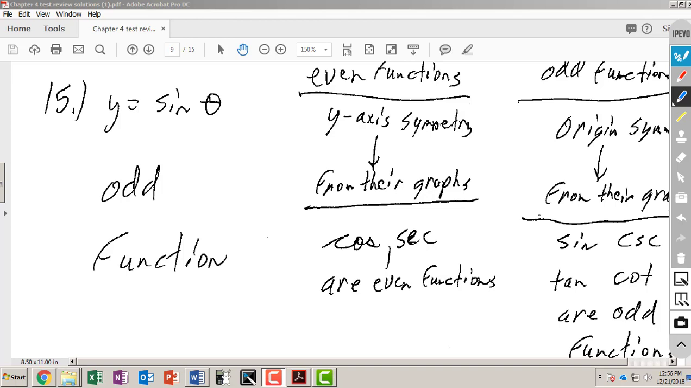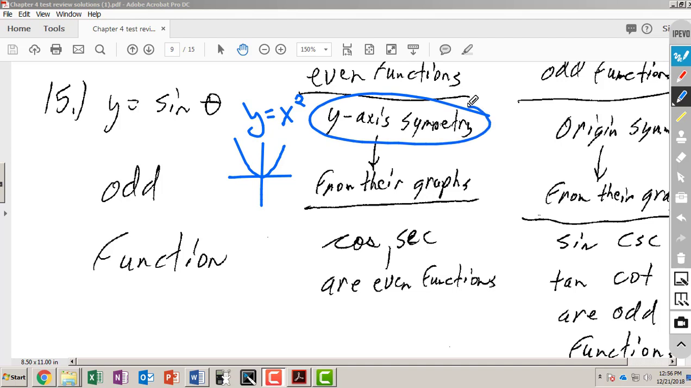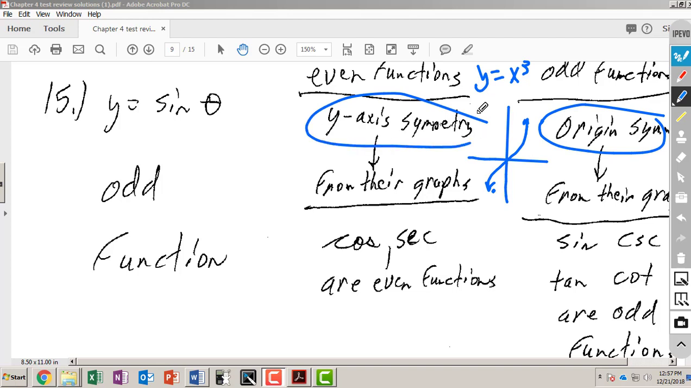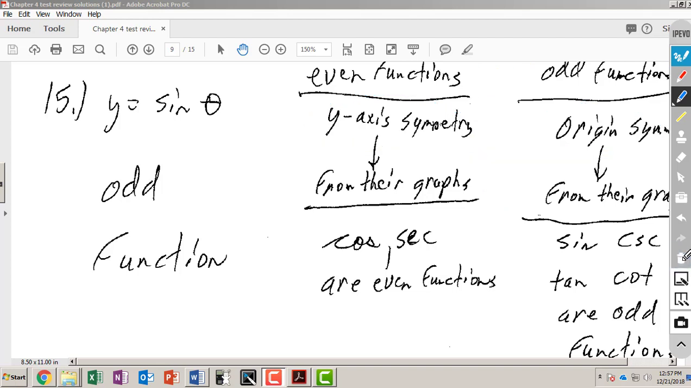So even functions come from the x squared graph, and that looks like this. Since it is that way, even functions have y-axis symmetry. Now odd functions, in algebra, the most basic odd function would be x cubed, and it comes from this kind of a graph. And notice this has what's called origin symmetry. So even functions have y-axis symmetry, odd functions have origin symmetry.